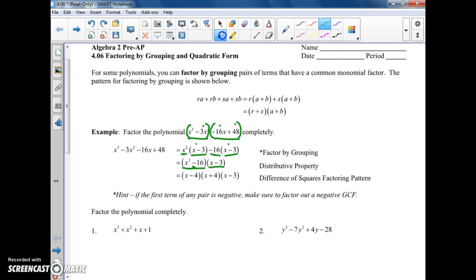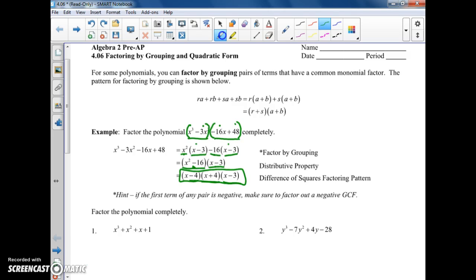Okay, but look, x squared minus 16, you can factor that, right? Yeah, okay, and you guys know that. It's called the difference of 2 squares. You learned that first semester. So this becomes what? It becomes x minus 4 times x plus 4, right? And then you keep this one right there, x minus 3, right? And there's your answer.